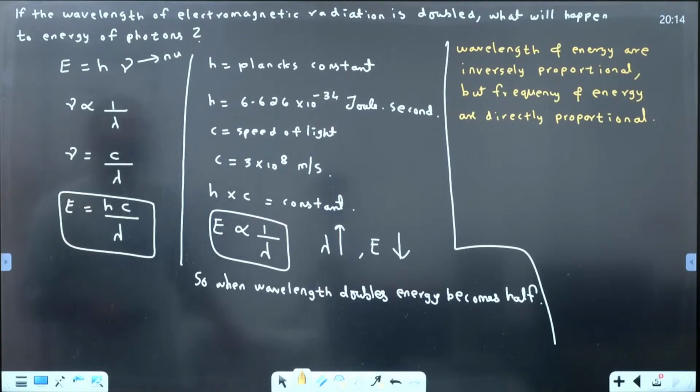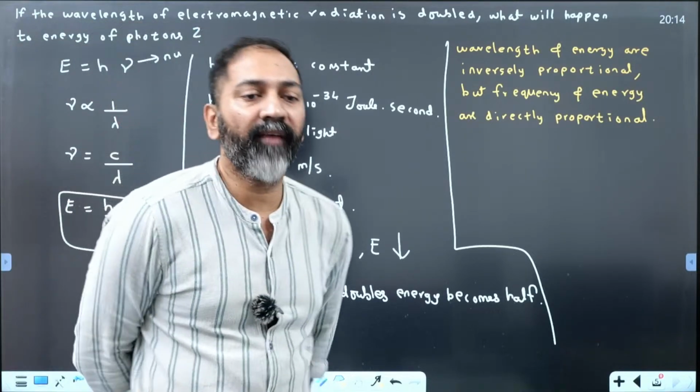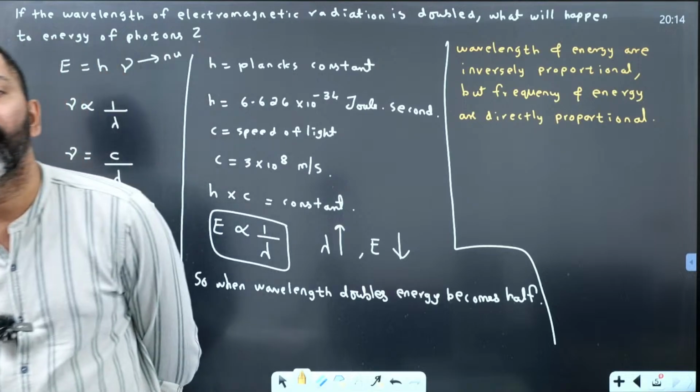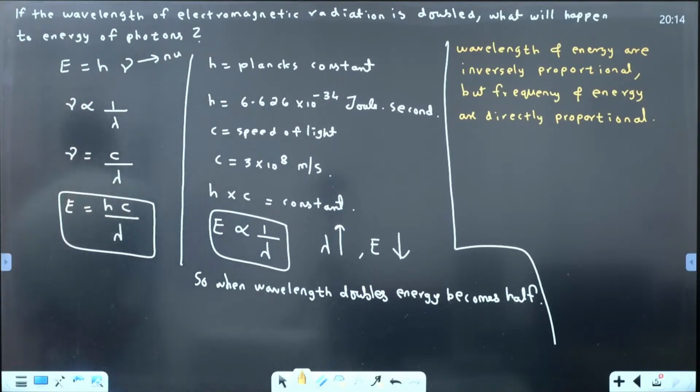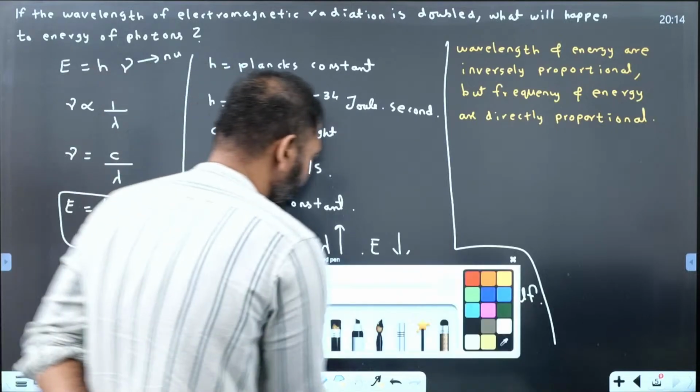There is a very important line. Oscillation of electric field and magnetic field are what? Perpendicular to each other and also to the direction of propagation. Always remember, in electromagnetic wave propagation, oscillation of electric field and magnetic field are perpendicular to each other and also to the direction of propagation. I forgot to write that point.